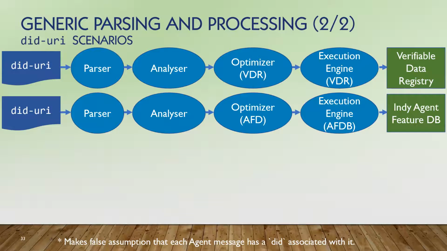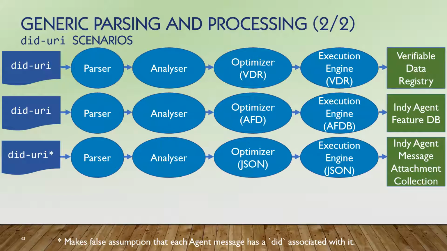And the way that you specify that is using a did-URL, and we'll see an example of that. So, the optimizer is for the agent functional database, and the execution agent is for the agent functional database. And we can see that it's the same pattern all over again.